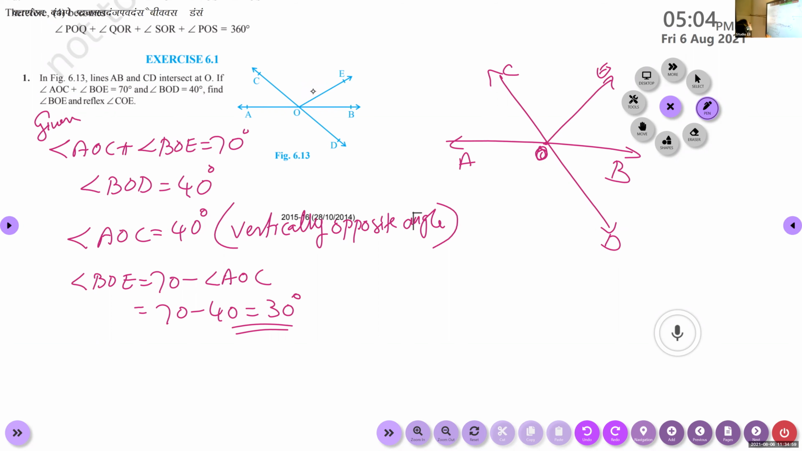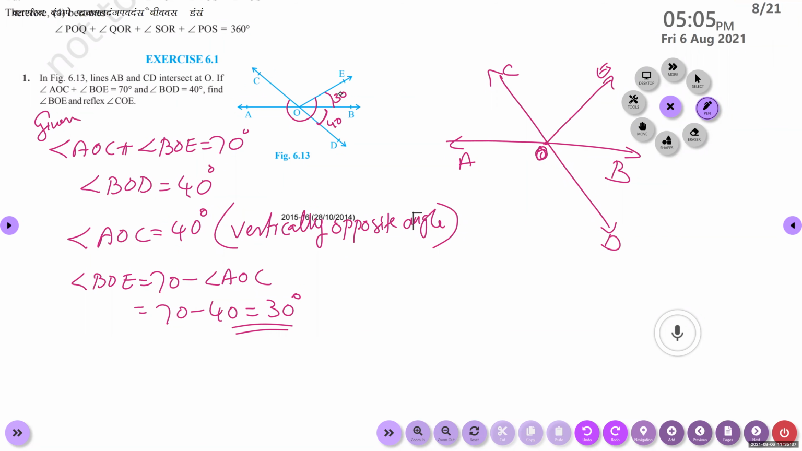Now we need to find reflex COE. That is, we need to find this angle. How? This angle is 40 degrees. It is given, BOD 40 degrees. BOE we got as 30 degrees. This is 30 degrees. This total is the reflex angle.